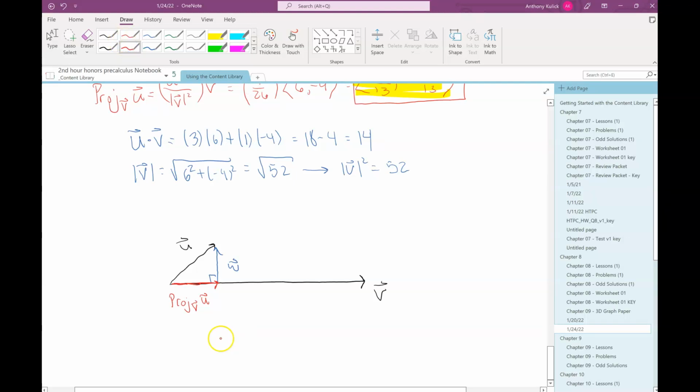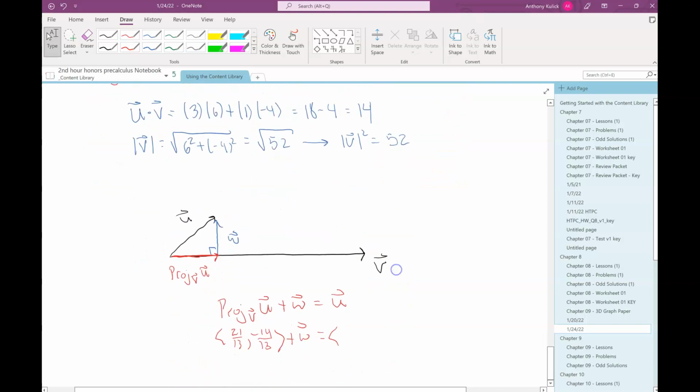So what I can say then, again, is the projection of V onto U plus W is equal to vector U. So this projection, we know, was 21 over 13, comma, negative 14 over 13. W we do not know. And U we know is, what was that? 3, 1.